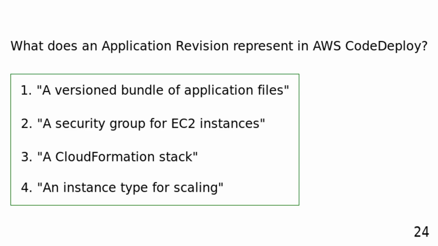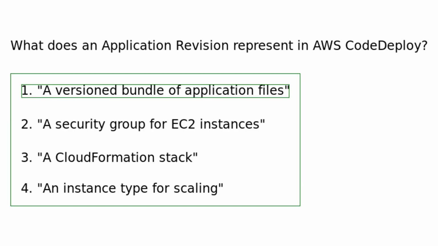What does an application revision represent in AWS CodeDeploy? A version bundle of application files. A security group for EC2 instances. A CloudFormation stack. An instance type for scaling. An application revision in AWS CodeDeploy is a snapshot or bundle of versioned application files ready for deployment.